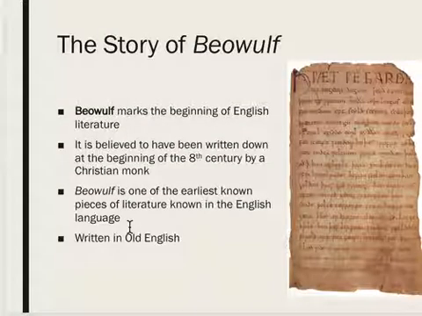So the story of Beowulf. Beowulf marks the beginning of English literature as we know it. It's the oldest surviving manuscript that we have in the English language. It is believed to have been written down at the beginning of the 8th century by a Christian monk in a monastery. So again, it's the earliest known piece of literature that survives, and it was written in Old English. And here is a sample of Beowulf, which currently resides in a museum in England.